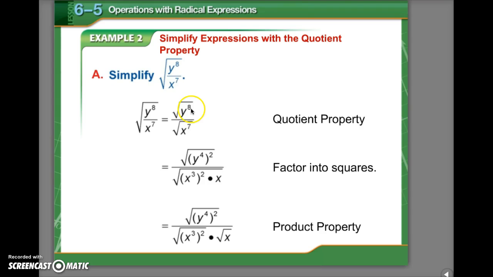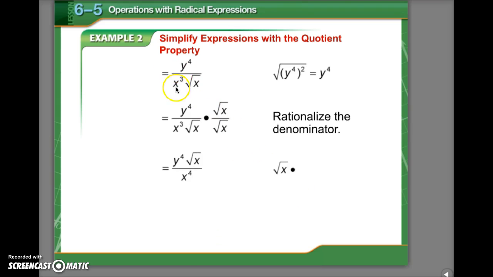We're going to rewrite 8 as 4 to the 2nd power, because 4 times 2 gives us 8. And then the square root and the square can cancel, so we'll be left with y to the 4th in the numerator. And the 7th, if we want to take half of 7, we can't take that evenly, so we're going to go down to 6. 3 times 2 gives us the 6th power. We'll be able to take that out evenly, and we'll be left over with a square root of x. Notice right here we're left over with a square root of x.